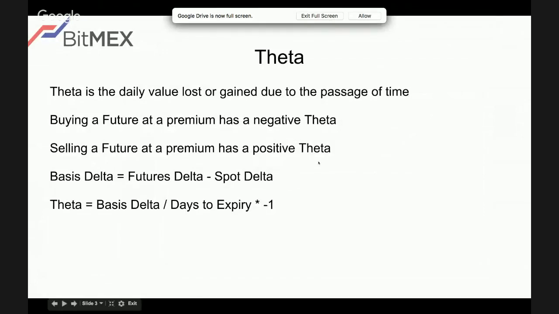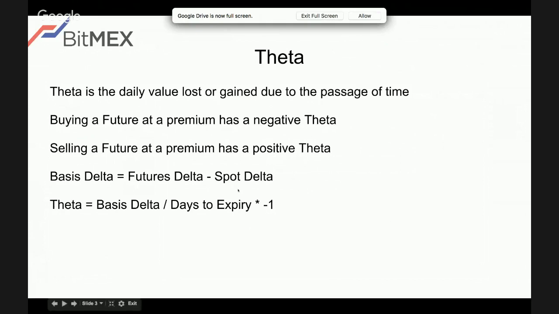Let's move on to theta. I referred to theta in the previous lesson, and basically this is the daily value lost or gained on your futures contracts due to the passage of time. We also call this time decay, and what theta represents is a daily number, and we usually compute it in a linear fashion. We'll take your aggregate amount of time value and divide it by the number of days that the futures contract has to expiry, and then you have a daily number.